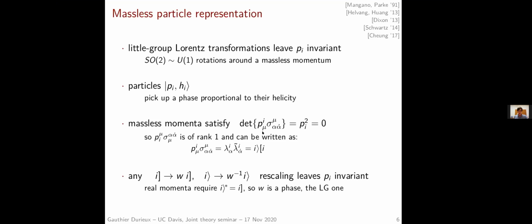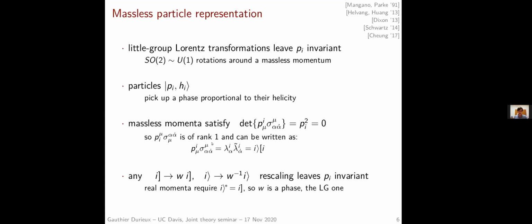On the other hand, we can examine those 2x2 matrices constructed from the dot product of momentum with Pauli matrices, and see that the determinant of such 2x2 matrices is just p squared, which must be equal to 0 for a massless particle, which means that this 2x2 matrix is actually only of rank 1, and that it can be written as the outer product of two vectors, lambda and lambda tilde, which I can also represent conveniently as just an angle and a square spinor.